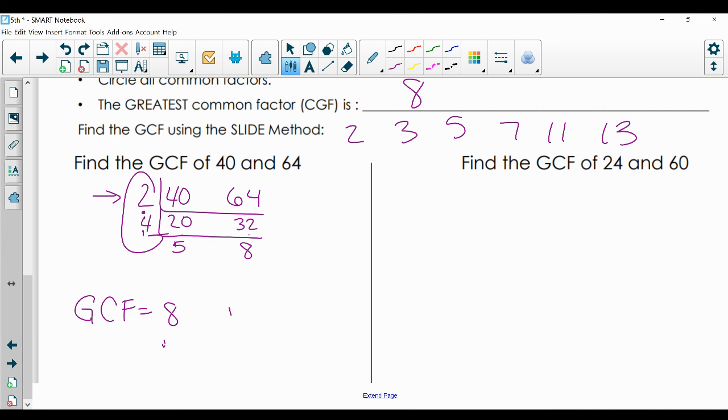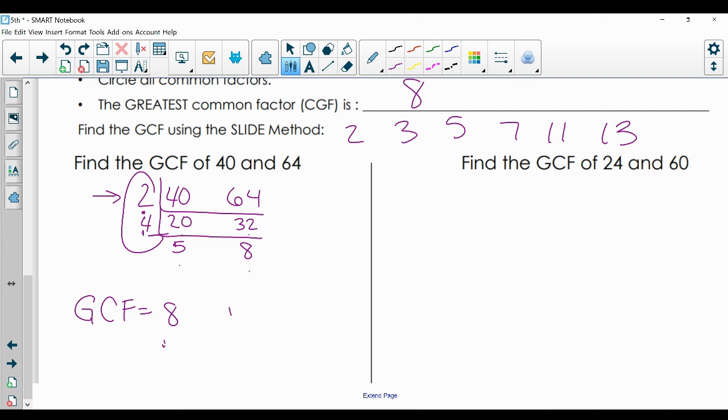Like we used 4 right here. 4 is not in my list. This is just a starting place if you don't know where to start with one of these numbers. It's also your ending place. You have to ask yourself, will any of these numbers from the sliding 6 work down bottom? If they will, you're not done. If they won't, you're done. Okay?